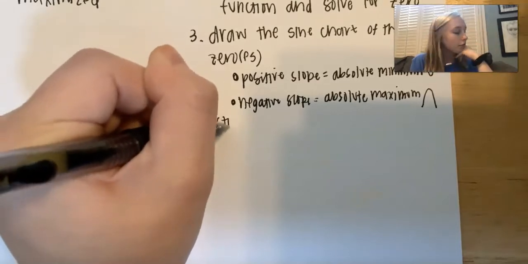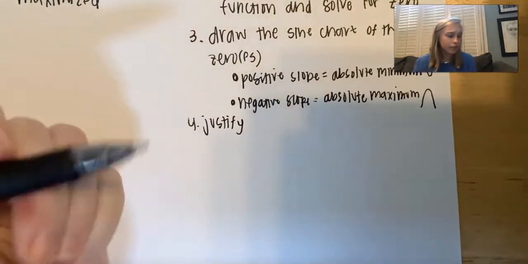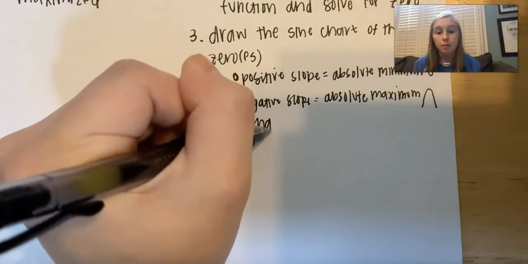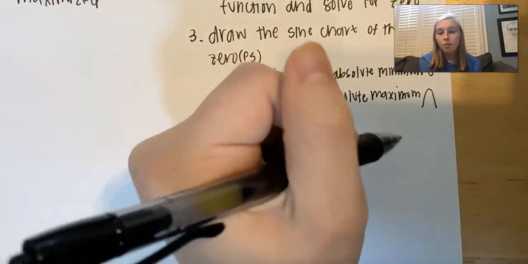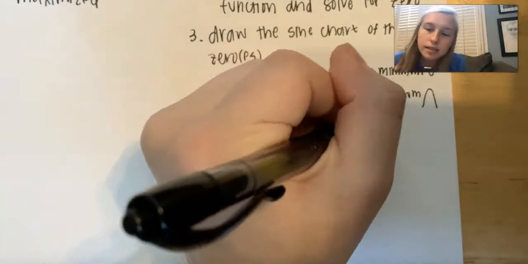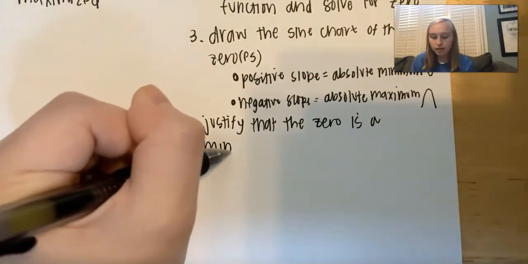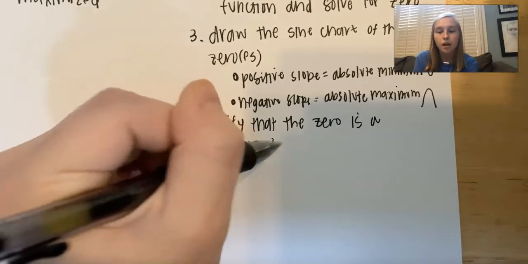Moving on. Number 4 is to justify that the 0 is a minimum or a maximum, depending on what you're looking for, by using the sign chart. For AP Calculus students, this is known as the first derivative test for the absolute minimum or maximum.